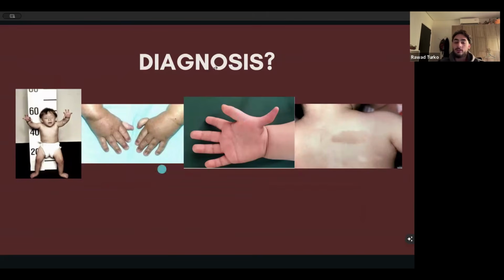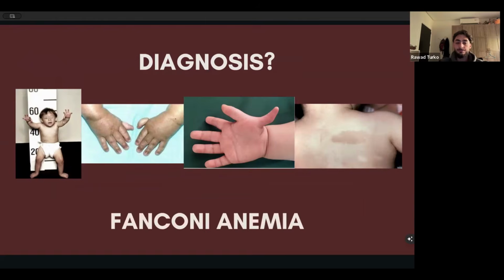Okay, so this immediately is going to tell you that it's Fanconi anemia. Again, it's a defect in DNA repair. So it's a DNA repair mechanism that's been defective.